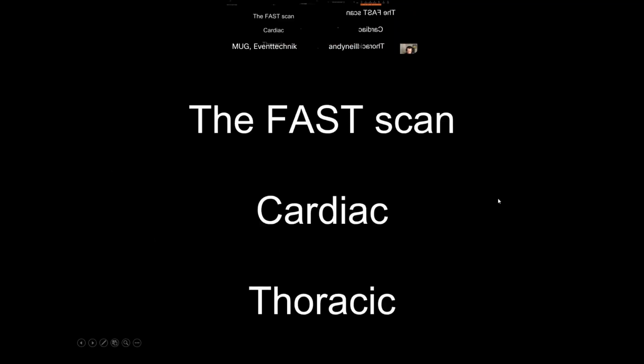Okay, so we've gone through the fast scan and we've gone through cardiac ultrasound and thoracic ultrasound, and hopefully you'll be able to relate some of the anatomy that you've learned in med school so far to your ultrasound images that you're going to see tomorrow.